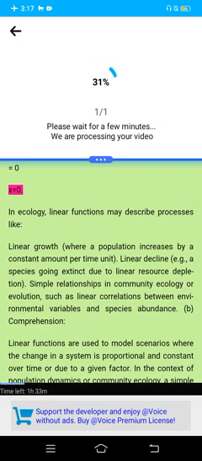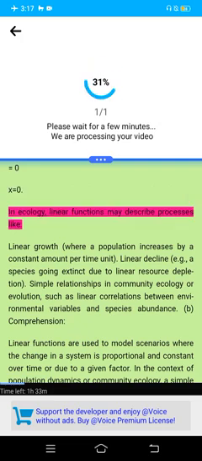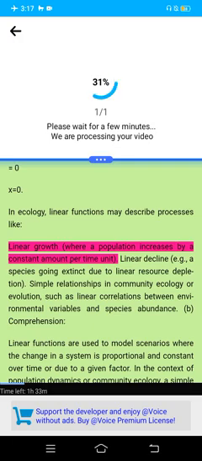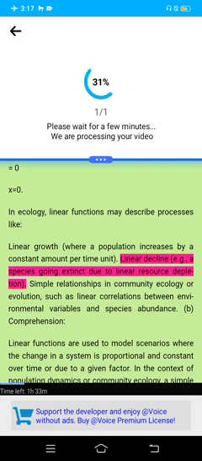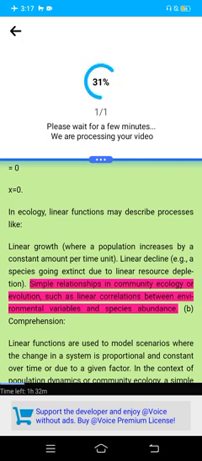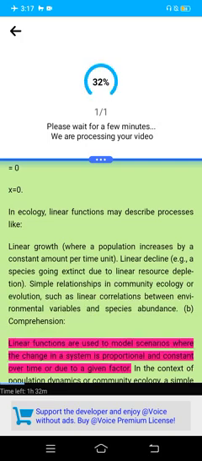In ecology, linear functions may describe processes like linear growth, where a population increases by a constant amount per time unit. Linear decline, e.g., a species going extinct due to linear resource depletion. Simple relationships in community ecology or evolution, such as linear correlations between environmental variables and species abundance. Comprehension. Linear functions are used to model scenarios where the change in a system is proportional and constant over time or due to a given factor.